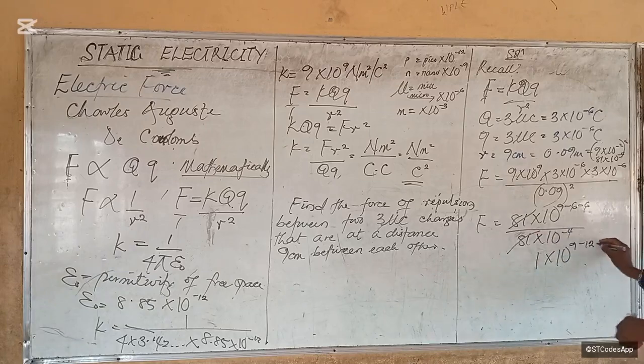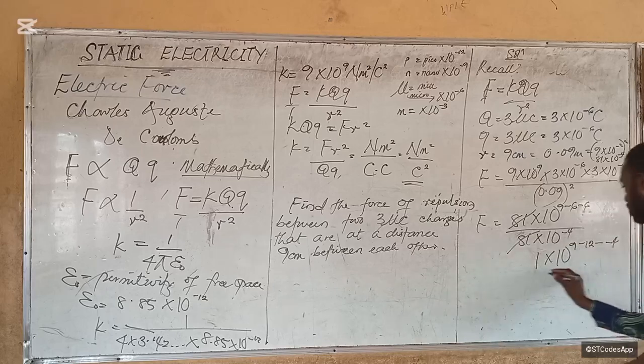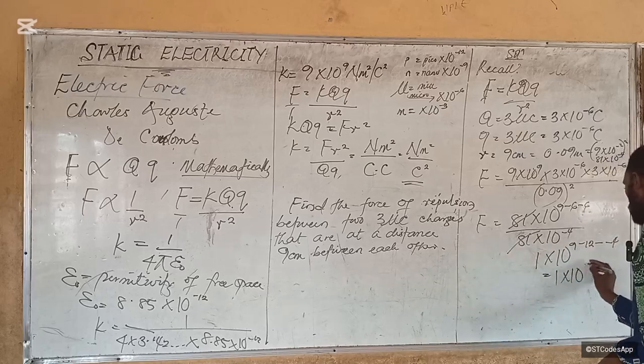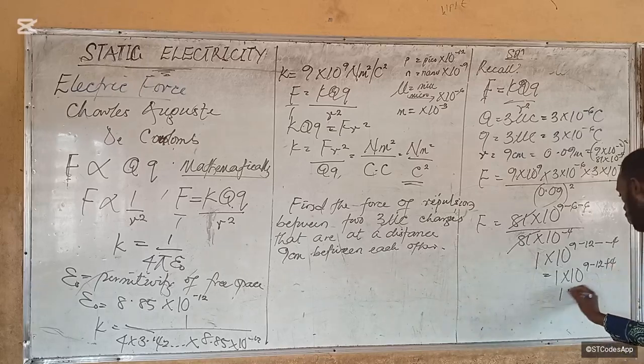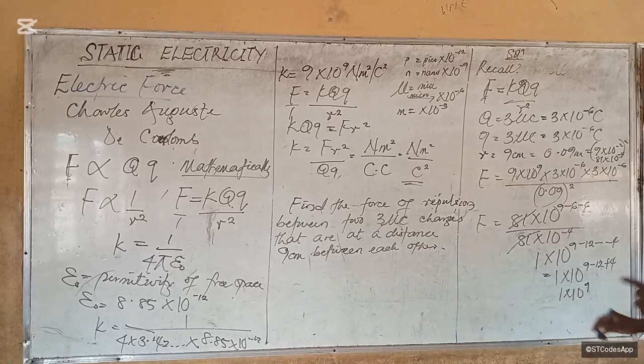Here, division means minus, then minus 4. Does that make sense to you? This becomes 1 times 10 raised to the power 9 minus 12 plus 4. Does that make sense? So from here we have 1 times 10 raised to the power 9 minus 12, which is minus 3. Minus 3 plus 4 is 1.